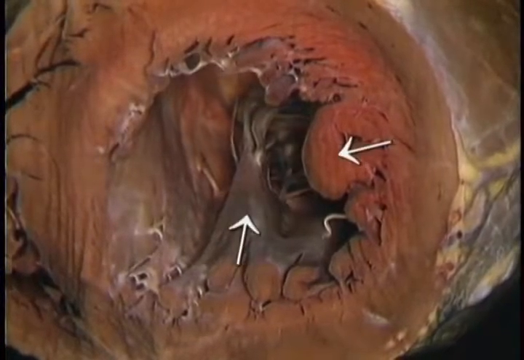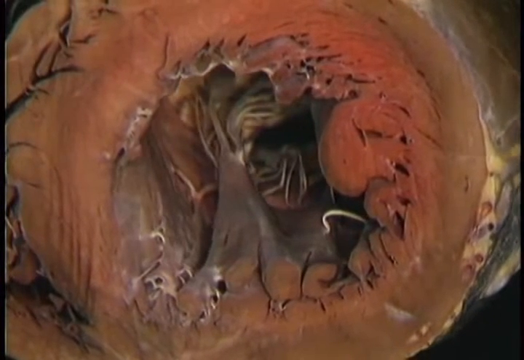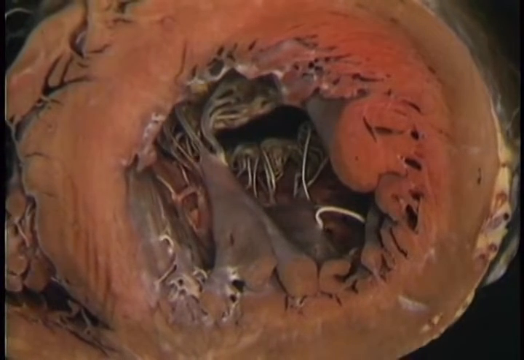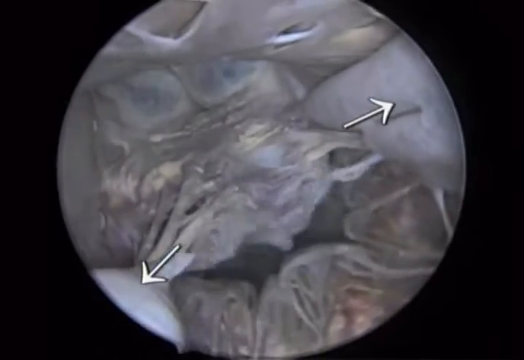Here are the same papillary muscles seen from the apex of the ventricle. Each group of papillary muscles sends chordae tendinei to each of the cusps of the mitral valve. Here's the mitral valve in motion, seen from the apex of the left ventricle. Here are the papillary muscles, seen very close.